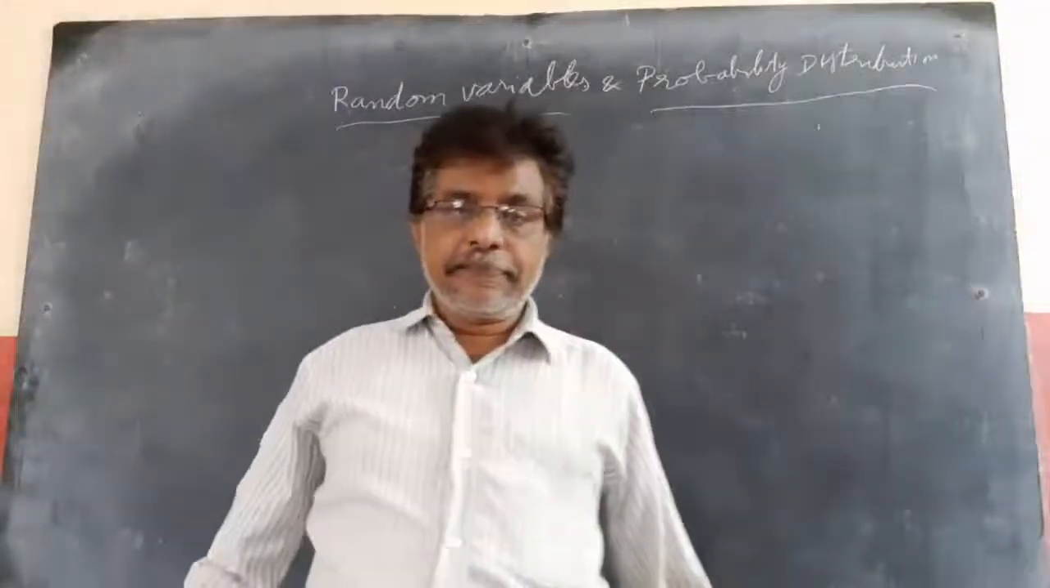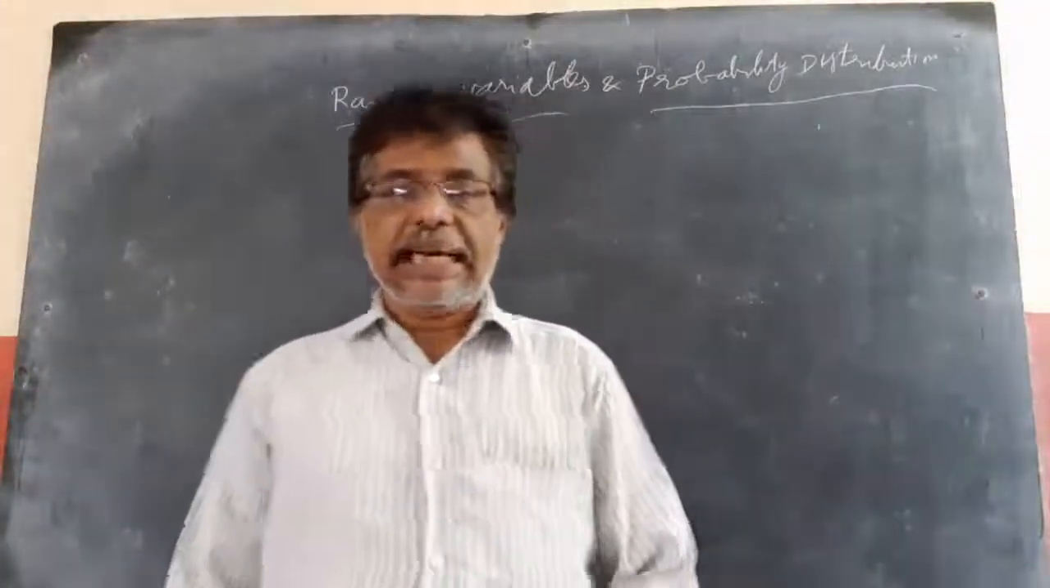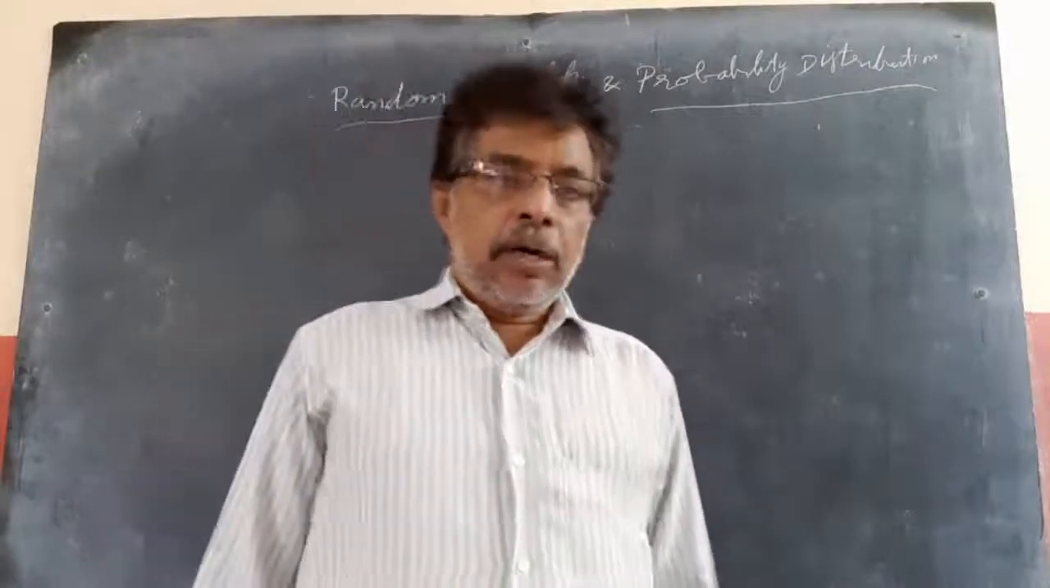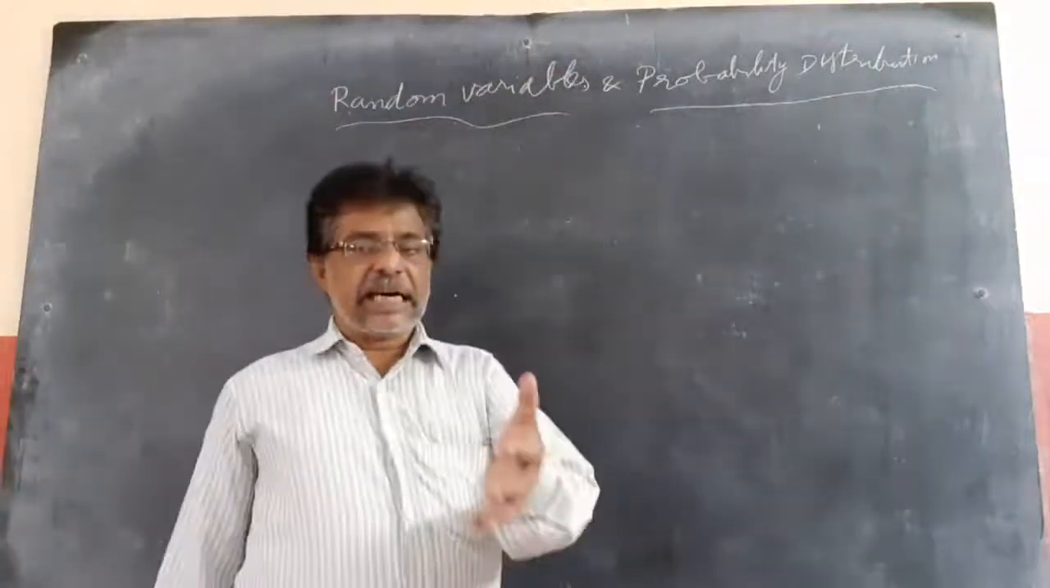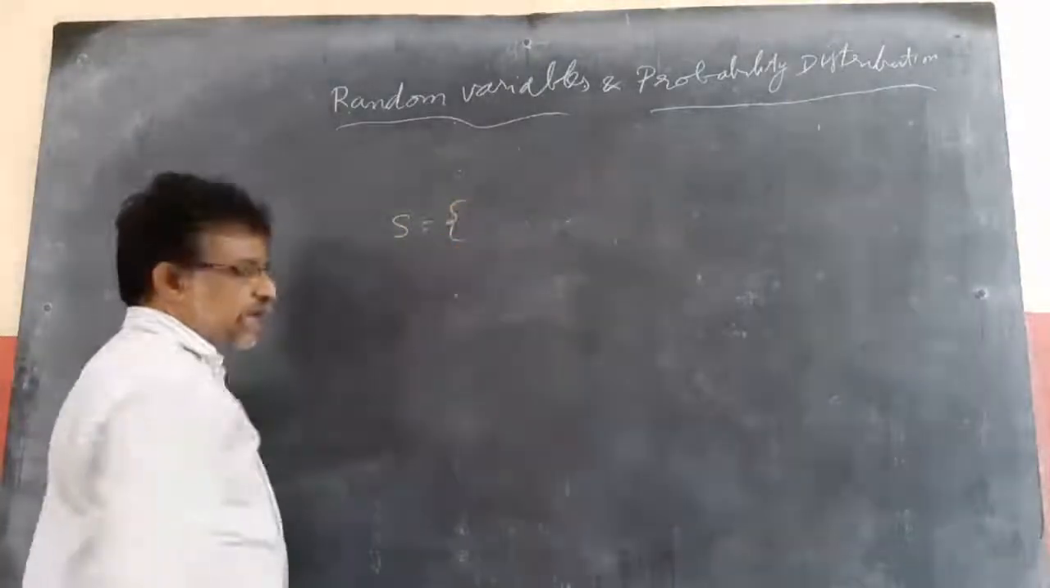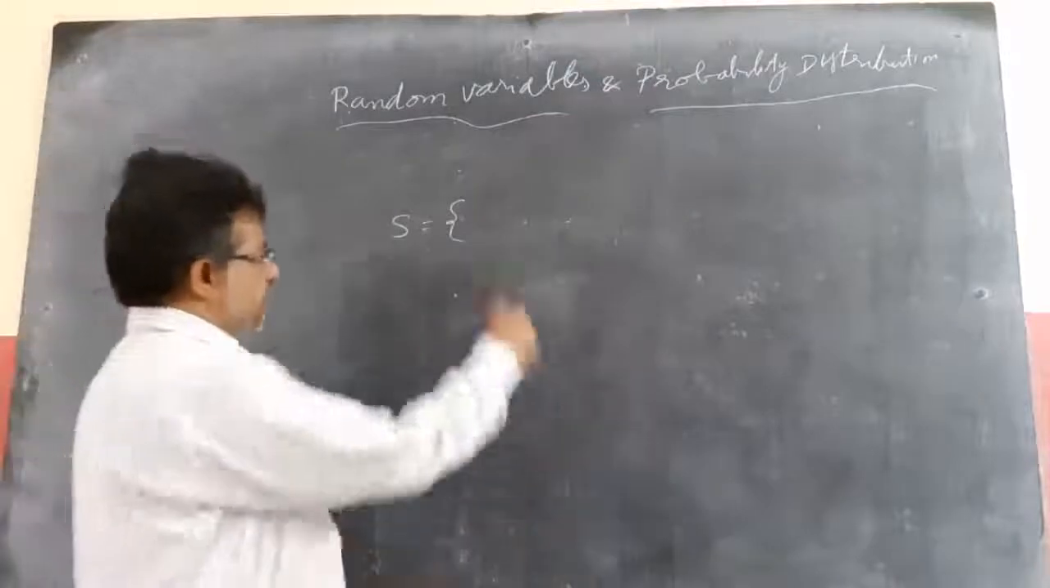Good morning, everybody. Today we will discuss random variables and probability distribution. We already discussed when a coin is tossed thrice, what is the sample space? When a coin is tossed three times, what is the sample space?